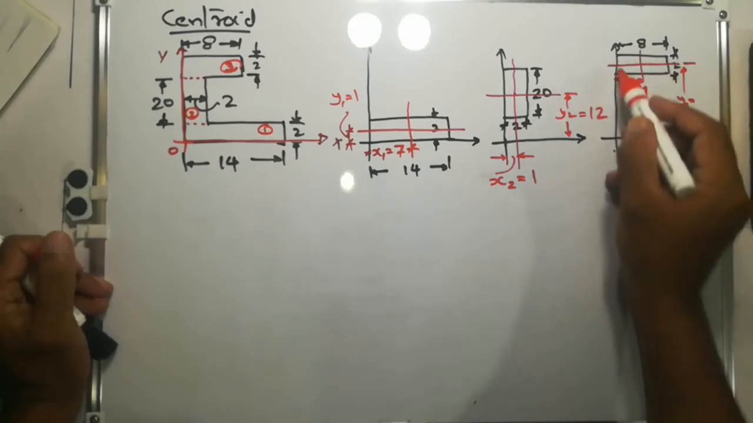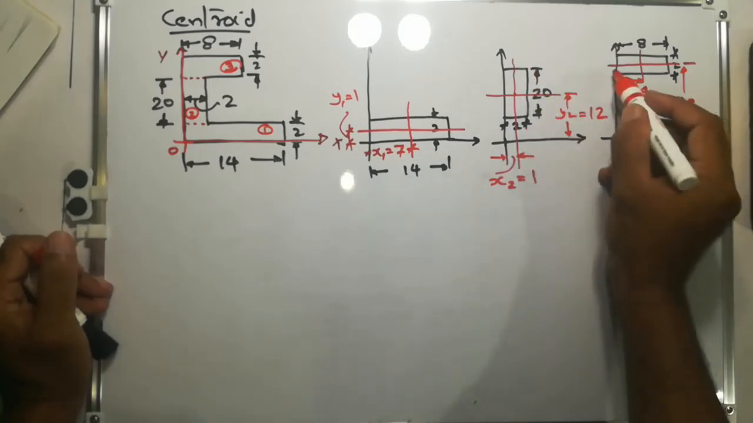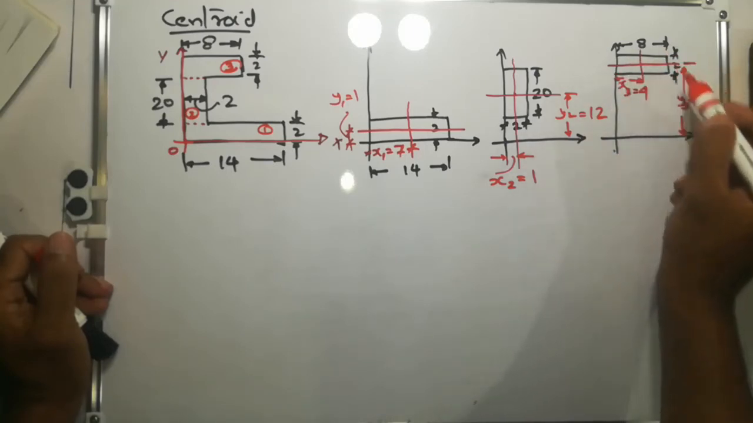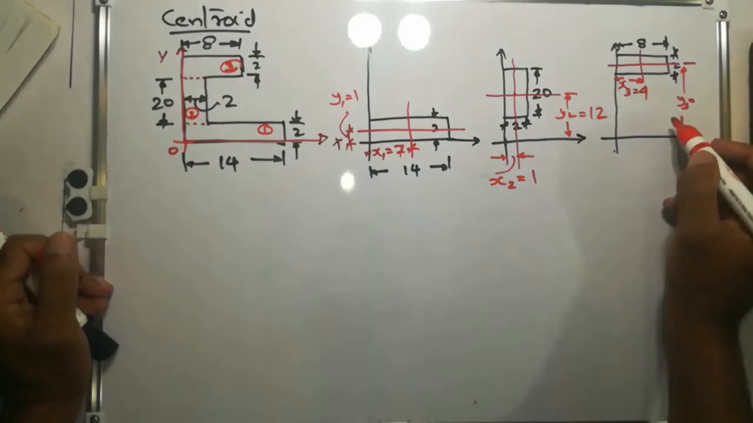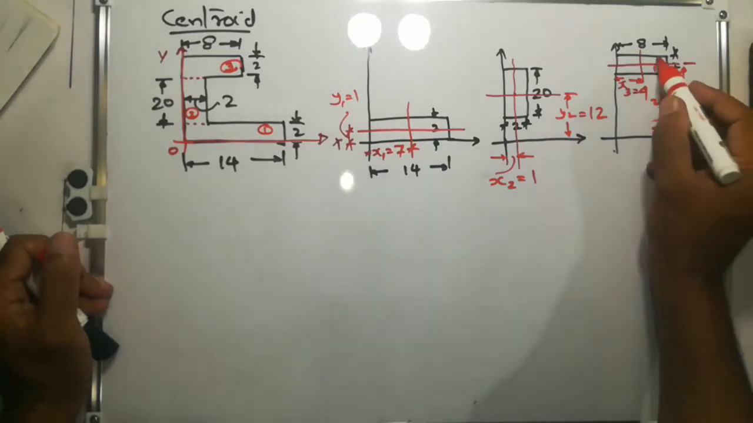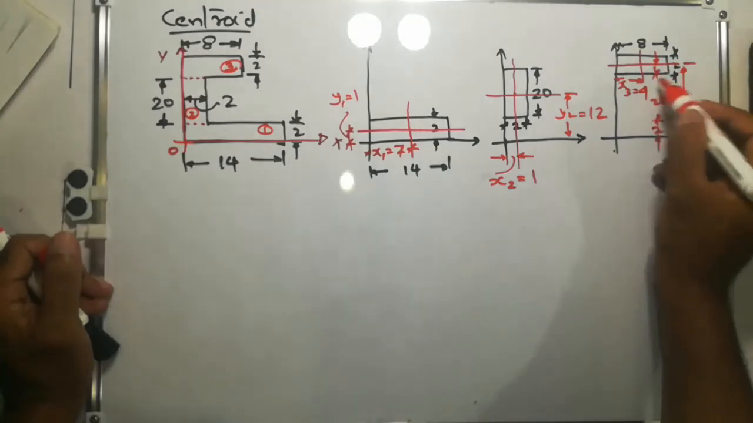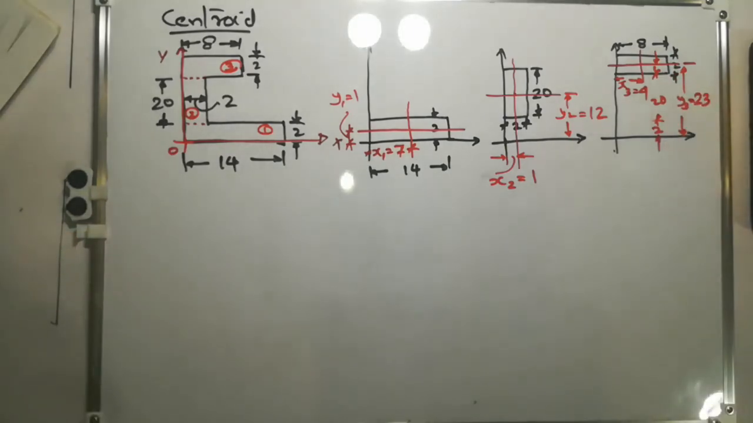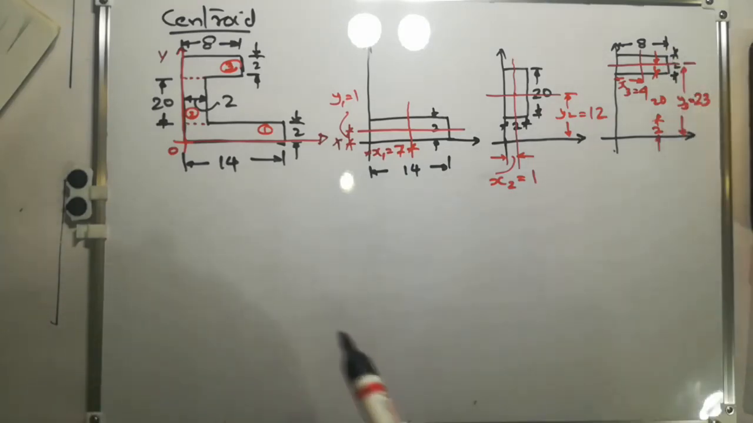This distance is 2 plus 20, 22. This distance is 22, plus half of this distance, that is 2. That means from here up to here, total it will be 23 centimeters. So y3 is equal to 20 plus 2 plus 1 equal to 23 centimeters.